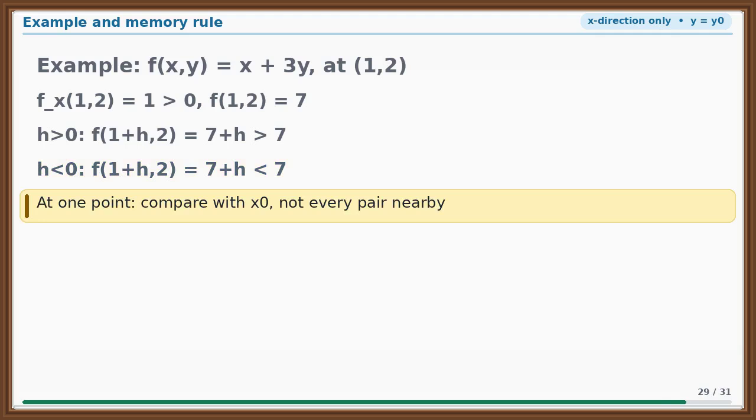One final precision: positivity of the derivative at this single point compares nearby values with the central value for sufficiently small increments. By itself, it does not say that the function is increasing between every pair of points in an entire interval. That stronger claim needs more information nearby.